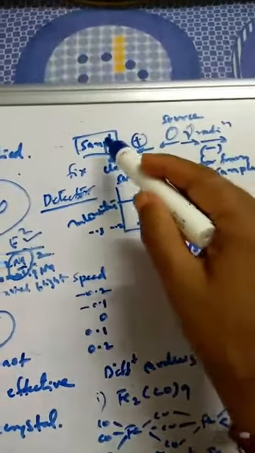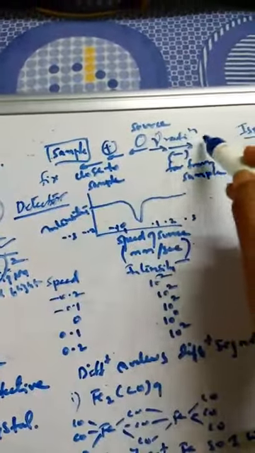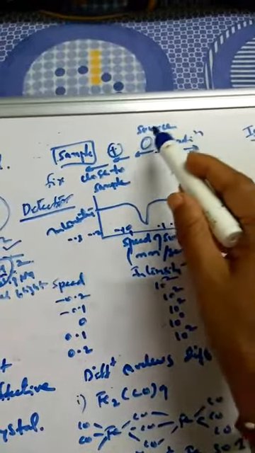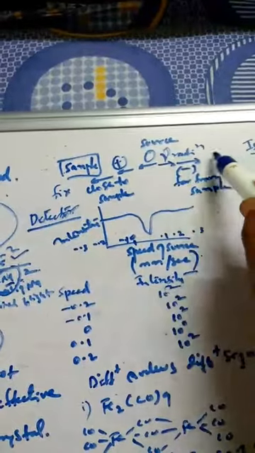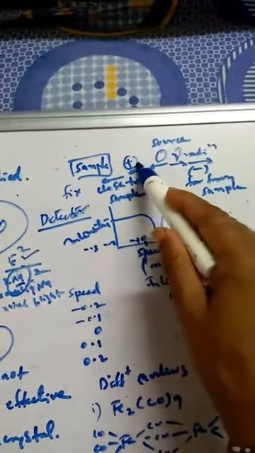So as the sample is fixed here, the source we can vary, either positive or negative. We can bring the source near to the sample or far from the sample. Far from the sample means negative velocity, and near to the sample means positive. This is called the Doppler effect, the frequency variation.